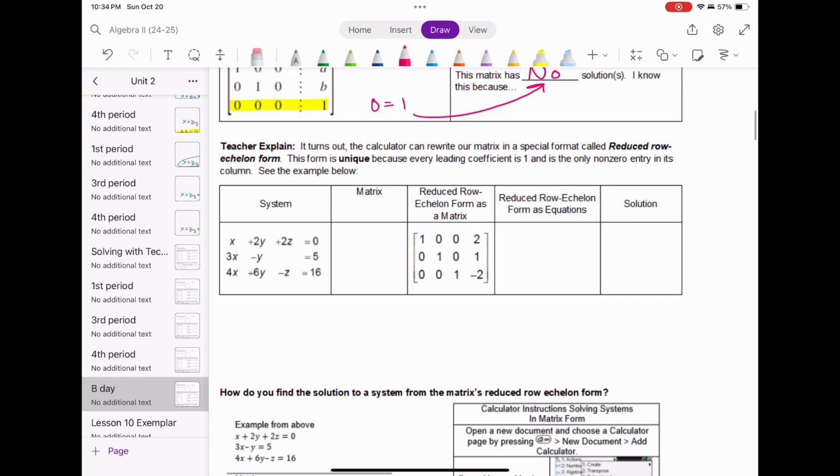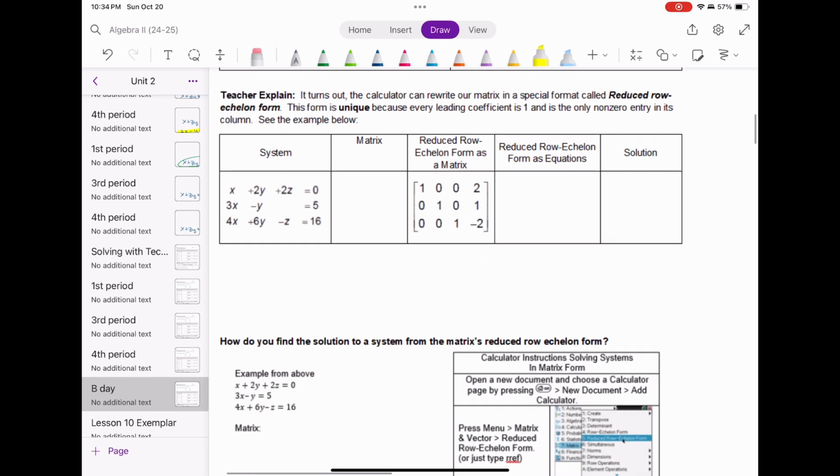So let's do an example and see where we are going to get these matrices from. These matrices are a special format called reduced row echelon form, and you get them from the calculator. So for example, we have a system right here of 3 equations. We're going to write a matrix so that we can put it in the calculator, and that calculator will give us an answer. So take a couple of seconds to make your matrix.